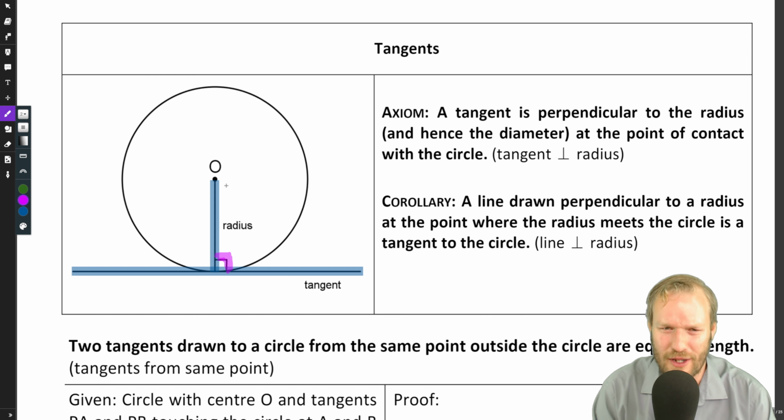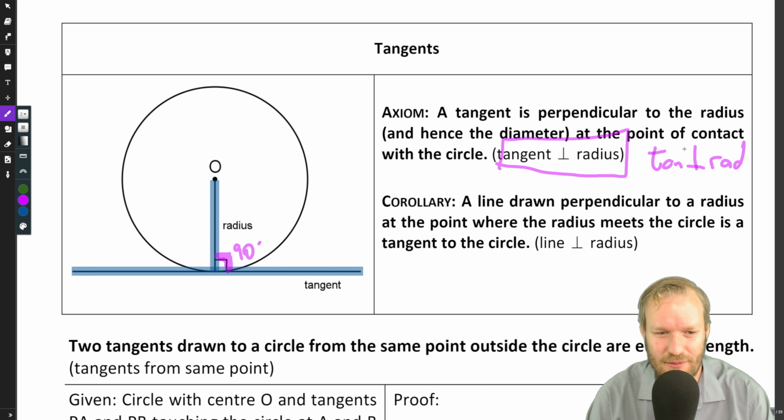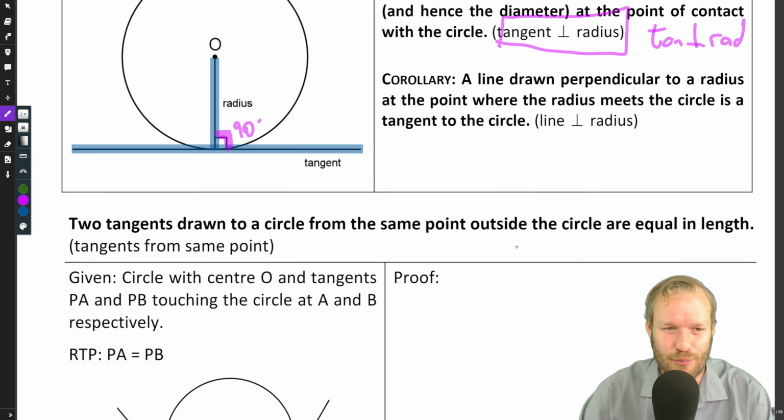The one that we need here is we're given a radius that touches a tangent, and therefore it's going to intersect at 90 degrees. They'll be perpendicular. Our reason for that is going to be tangent radius, which we're going to shorten to tan rad. So that's something we need. We need that axiom to do our proof.